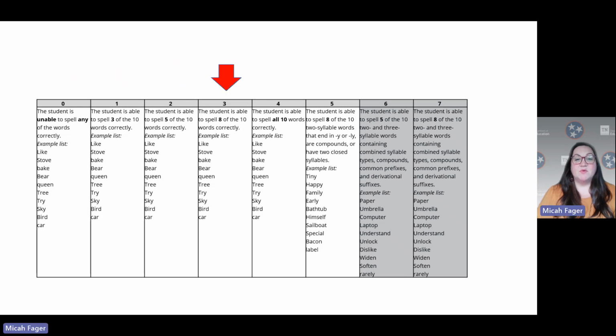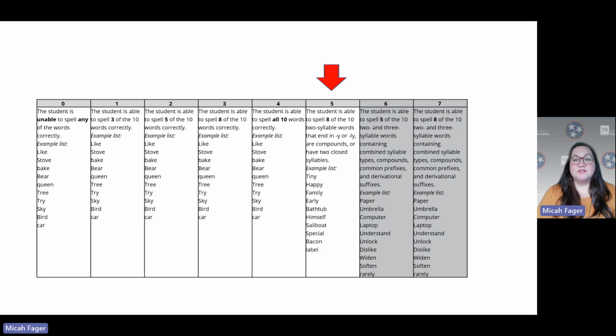The student work receives a level 3 if the student is able to spell 8 out of the 10 words correctly. The student work scores a level 4 if the student is able to correctly spell all 10 words. Remember, there is a word list provided for 0 through 4 in the rubric. However, it is not required. The teacher may use their own list as long as it follows the rubric guidelines. Please make sure that you upload the list that you are calling out so that the scorer knows what words the student is writing.